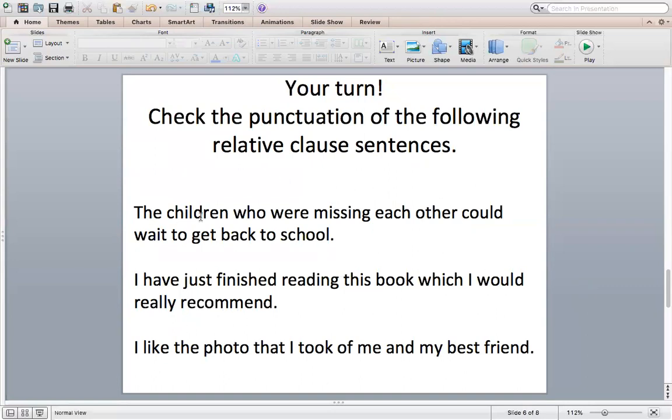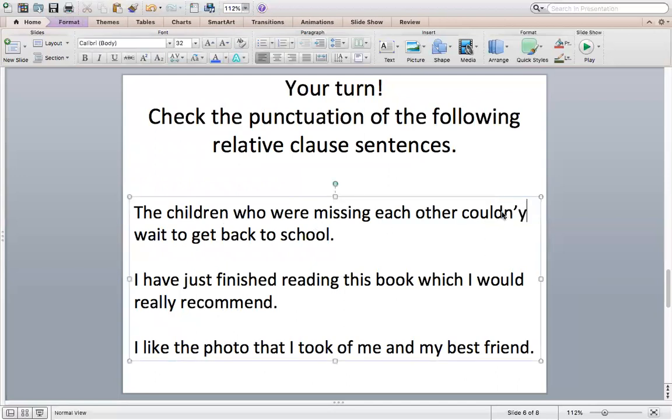Okay, the children who were missing each other couldn't wait to get back to school. So the children who were missing each other couldn't wait to get back to school. What we've got here is who is our relative pronoun, who were missing each other is our relative clause. We can see it's embedded, therefore we need to separate it using commas. The children, who were missing each other, couldn't wait to get back to school.